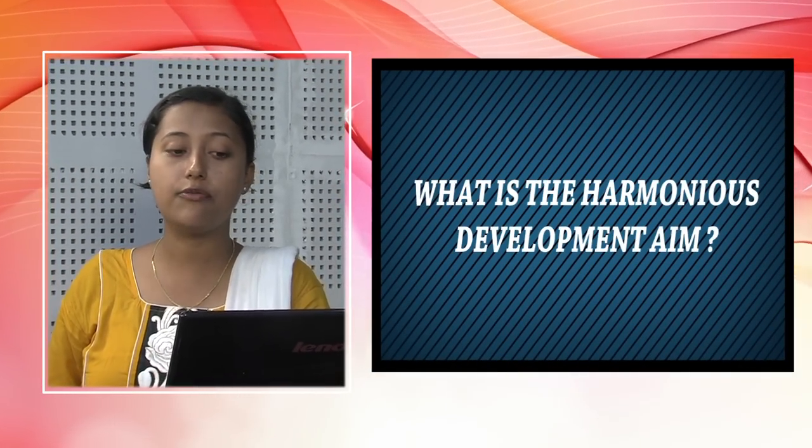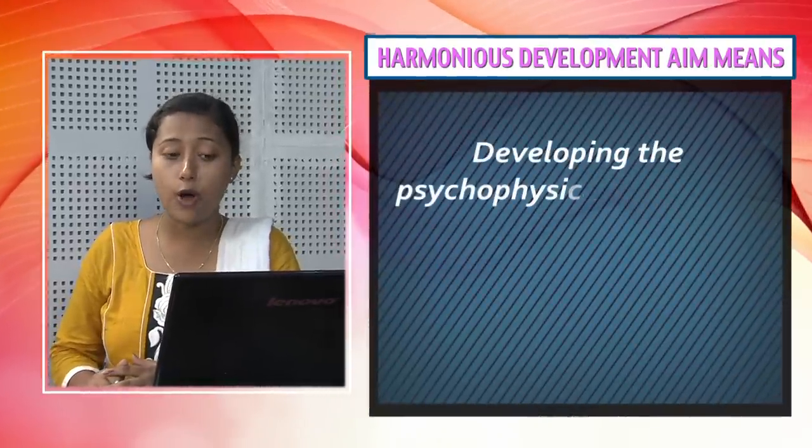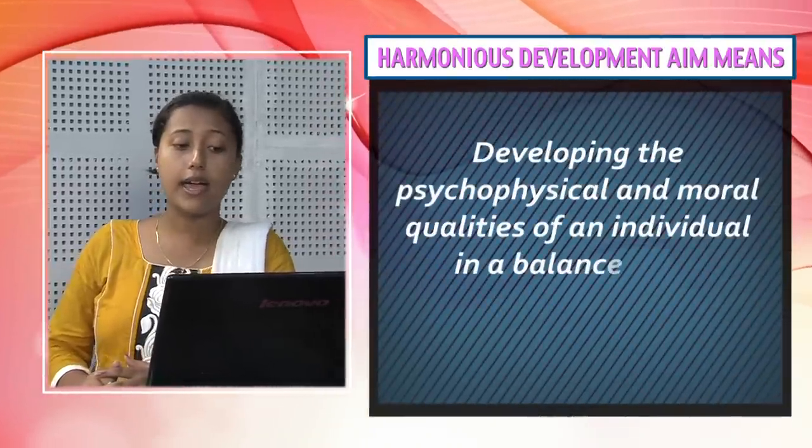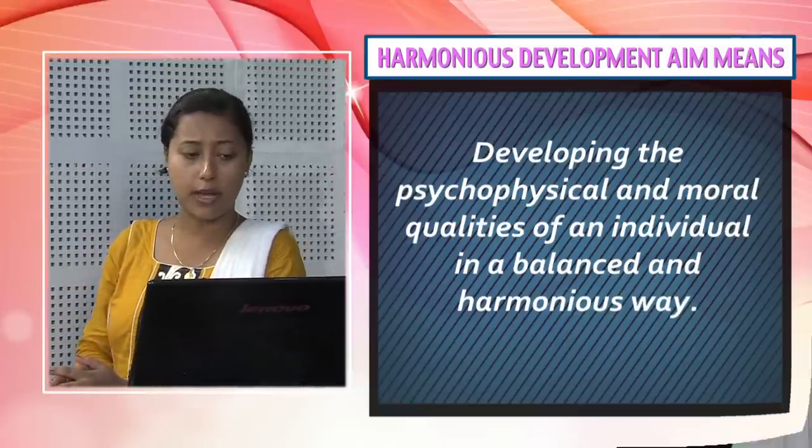The fifth aim of education is the harmonious development aim. So now, what is the harmonious development aim? It means developing the psychophysical and moral qualities of an individual in a balanced and harmonious way. We know that a child inherits the faculties of body, mind, and soul. So it is education which should establish a harmony between these three aspects of development for the emergence of an ideal personality.